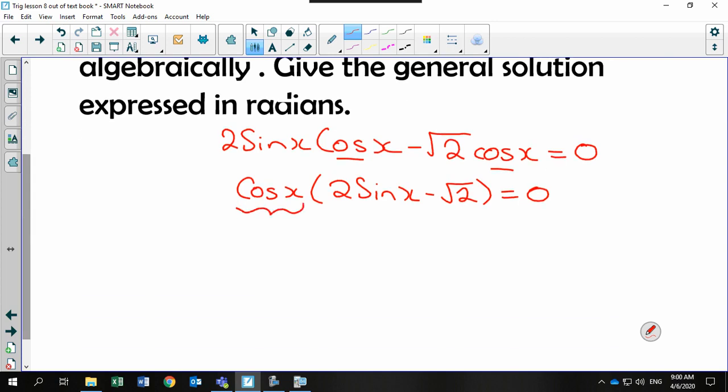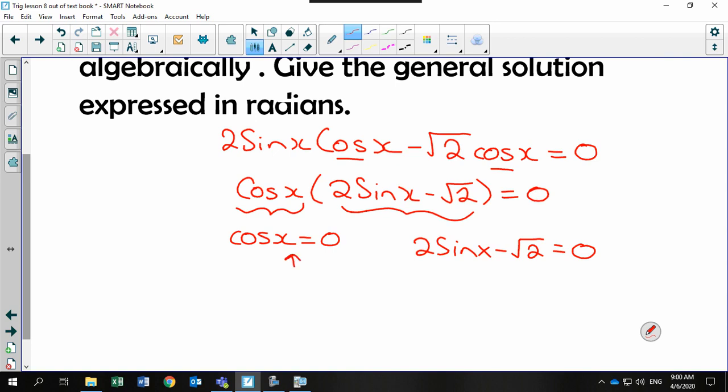Again, I make cos x equal to 0. Happens a lot. And over here, we're going to get 2 sine x minus root 2 equals 0. Cos x equals 0 happens at our pi over 2 and our 3 pi over 2. But again, this domain was all real numbers, or general solution. So we're just going to say x is equal to pi over 2 plus pi n when n is an integer.